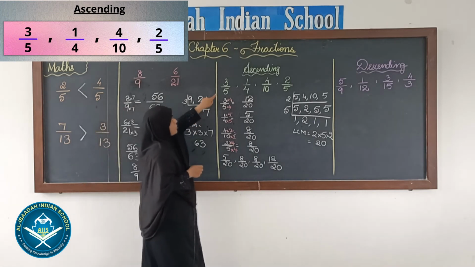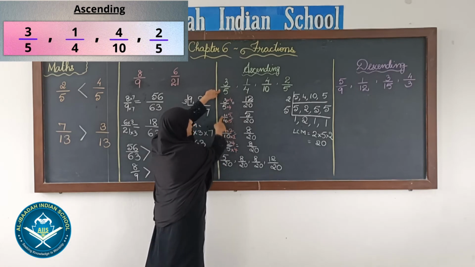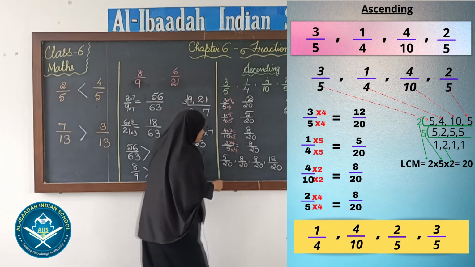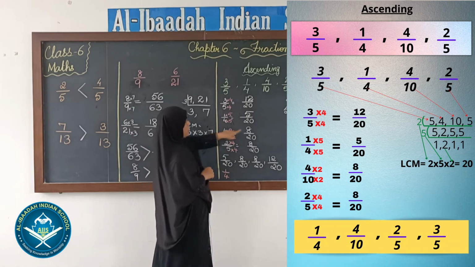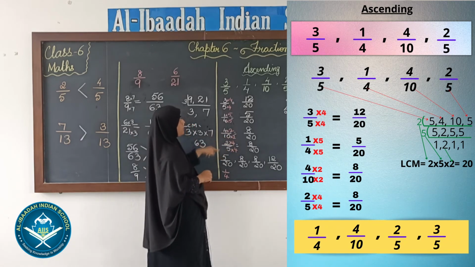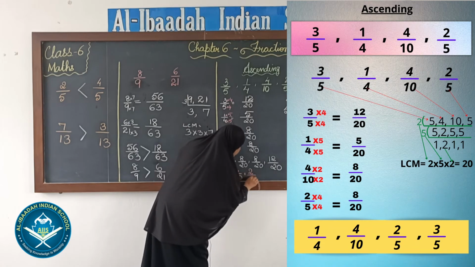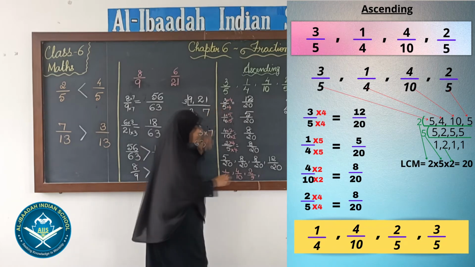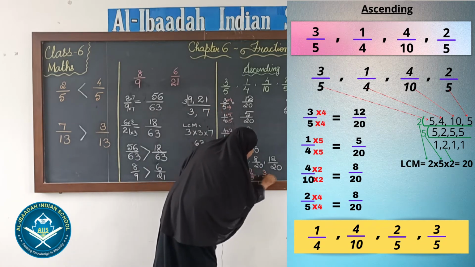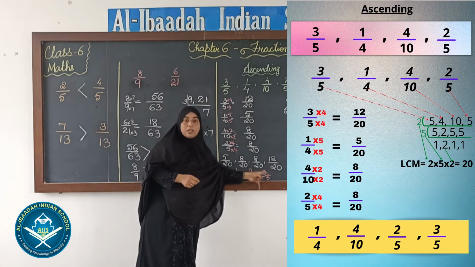Let's write them in their original form. Now 5 by 20 is equivalent to 1 by 4, right? So 1 by 4 is our smallest fraction. Then 8 by 20, any one we can write. I will write 4 by 10 and then I will write 2 by 5. Okay. Then the last one is 12 by 20, which is equivalent to 3 by 5. So I have arranged these fractions in ascending order, small to big.